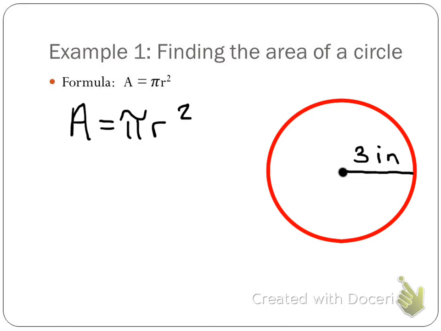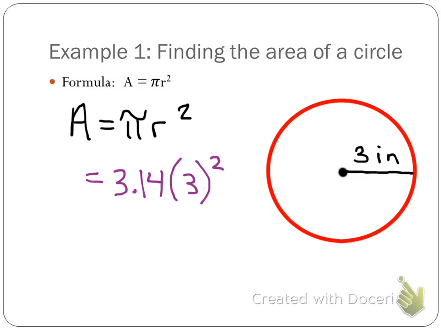Remember, you always start off, especially with your homework that you're going to be doing tonight, every problem by writing the formula, okay? So write the formula, A equals pi r squared, and now we're just going to plug in our numbers. So I'm finding area equals pi, which is 3.14, times the radius, which is 3, squared.